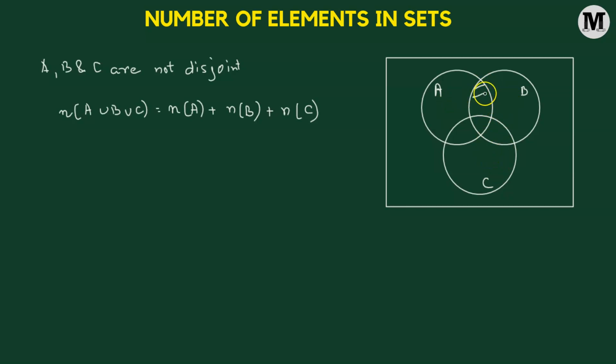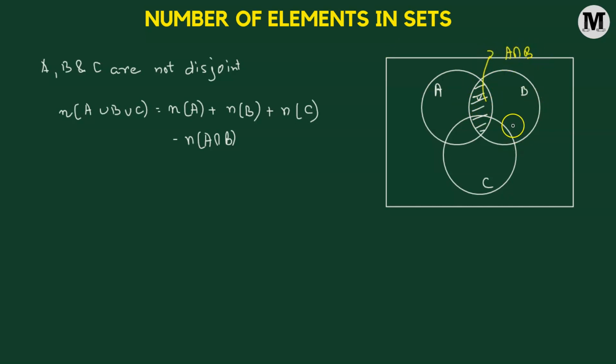Now, however, when we're adding all the elements of sets A, B and C, we observe here that we are counting this intersection between A and B twice. So that means we need to subtract the elements A intersection B because we counted it twice. While we're taking the elements of set A, we consider the elements in this region. This is A intersection B. Let's note it down. This region is A intersection B.